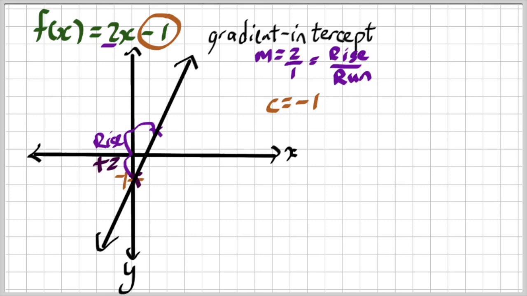But what did I forget to do, grade 9s? I forgot to write f of x equal to 2x minus 1. Okay? Bit squashed in there, but I must just write that for the examiner. Okay? Very important. Label your axes and write the equation on there.